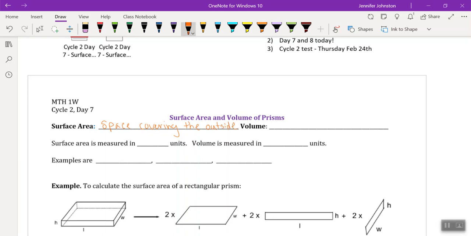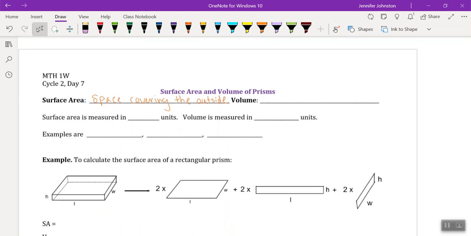Meanwhile, for volume, we've already looked at volume, but what we're looking at is all the space on the inside. So all like the air it takes up, or maybe something's in that Amazon package. So whatever's inside that takes up all the space on the inside, that would be your volume.